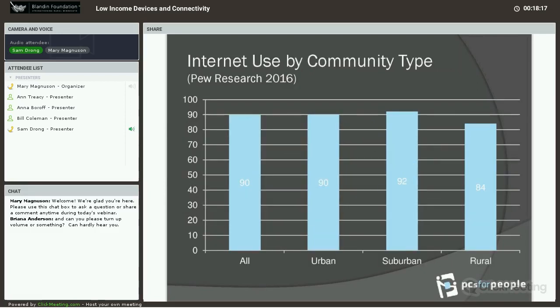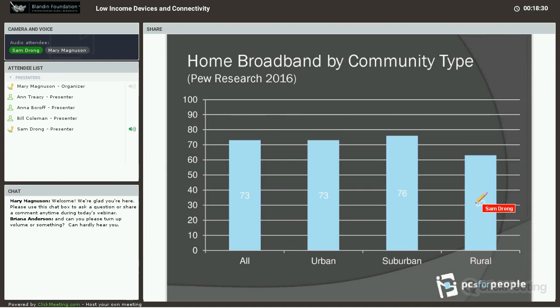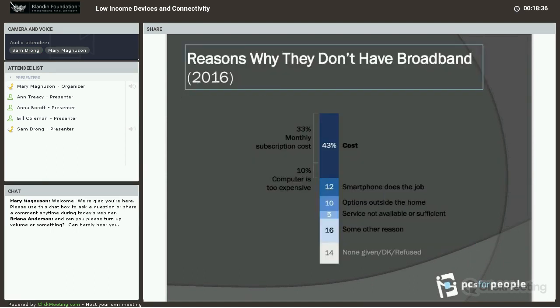Then, since we're working with Blandin, I thought it would make sense to discuss the same rural gap. What we see here is 84% of people that live in rural communities use the internet. However, only 63% actually have internet access at home. And then this is one other thing that's changed significantly from Pew stats.